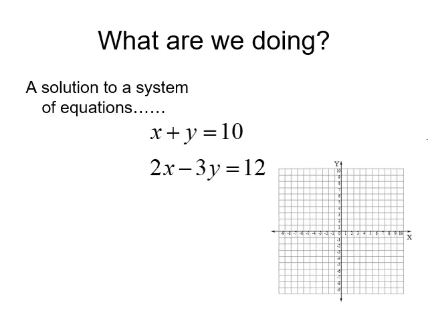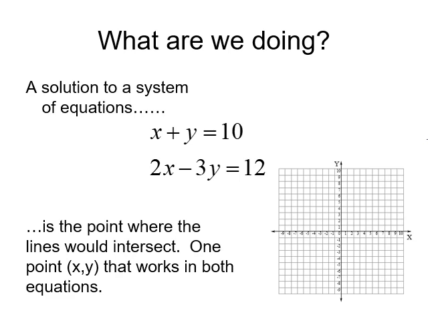All right, so what are we really doing? Let's remember a system of equations where we had two equations, two unknowns. The solution was the point where the lines would intersect. So one point x comma y that worked in both equations. We could also have no solutions if they were parallel lines, or infinite solutions on a graph if they were the same line. Okay, so it was a system where we had two equations.